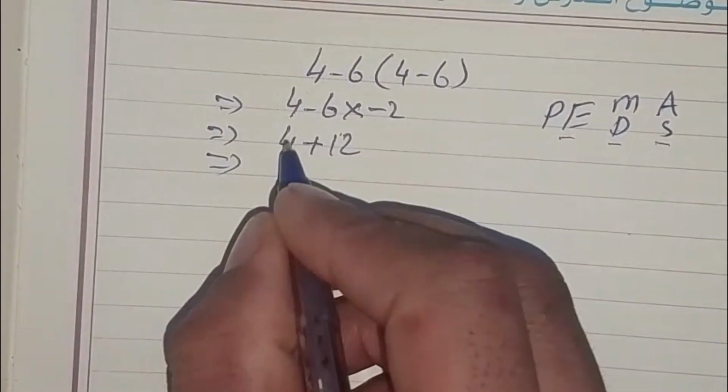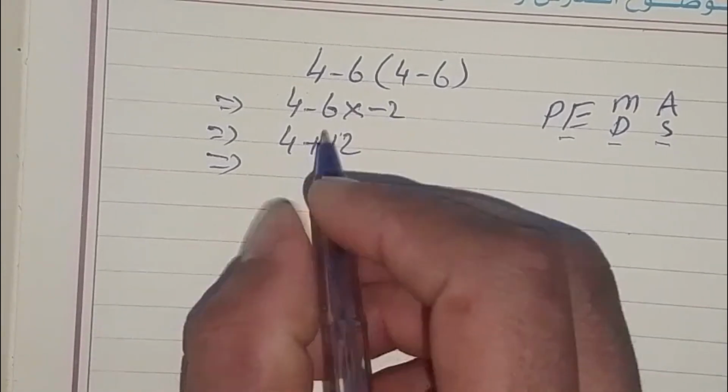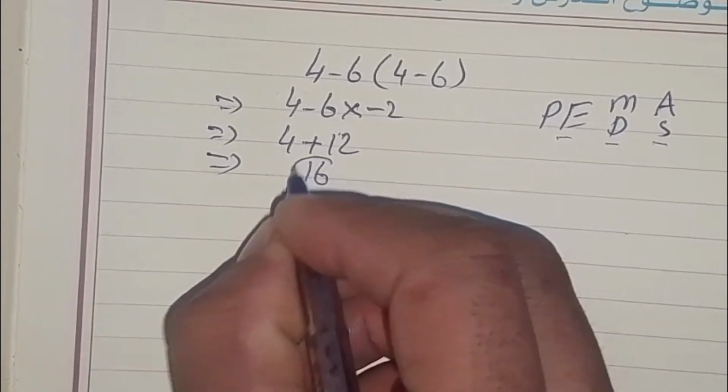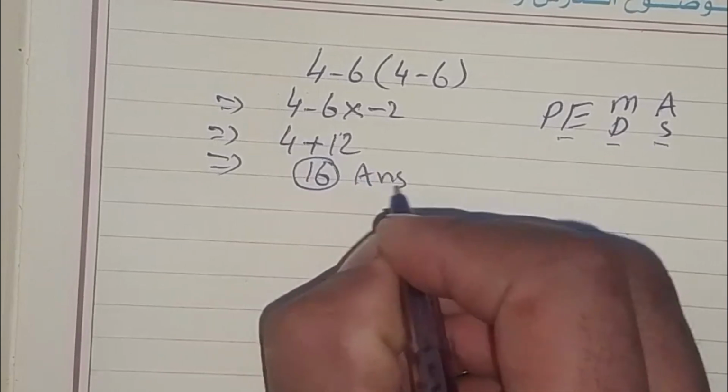And there is no addition, so 4 minus 12 gives us 16. So the final answer is 16.